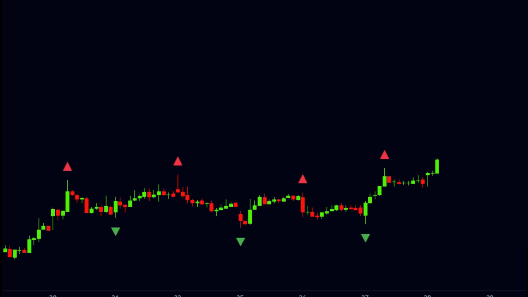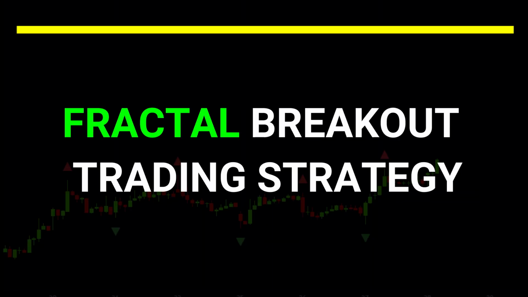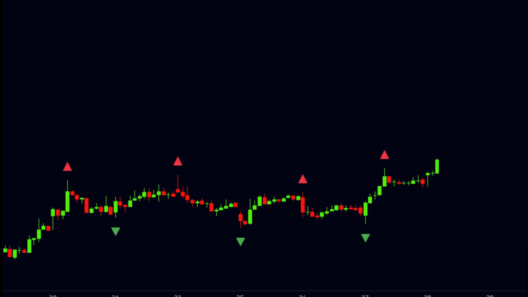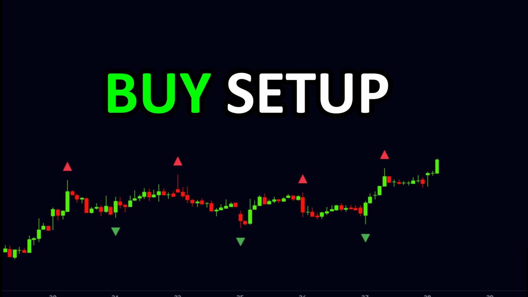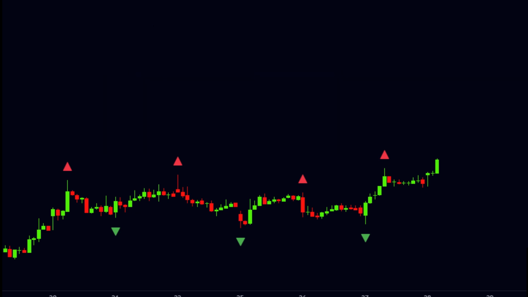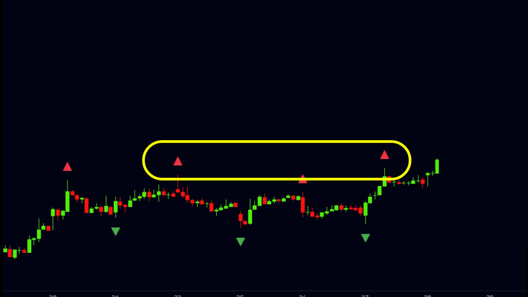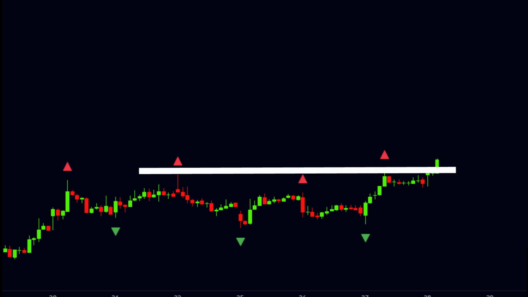Now let us focus on the fractal breakout trading strategy. First, we see the example for the buy setup. Here, we have several fractals which are very close to each other. As you can see, the price levels at these bearish fractals are very close. So, we will plot a resistance level by connecting these bearish fractals. Earlier, these fractals have given the signals for selling. Therefore, many sellers would have sold at these fractals.